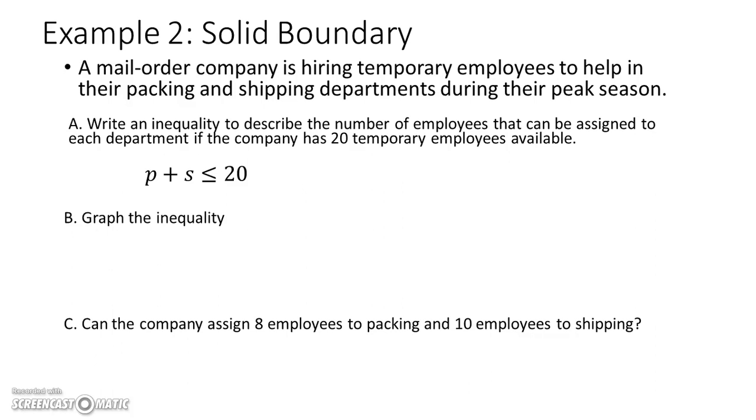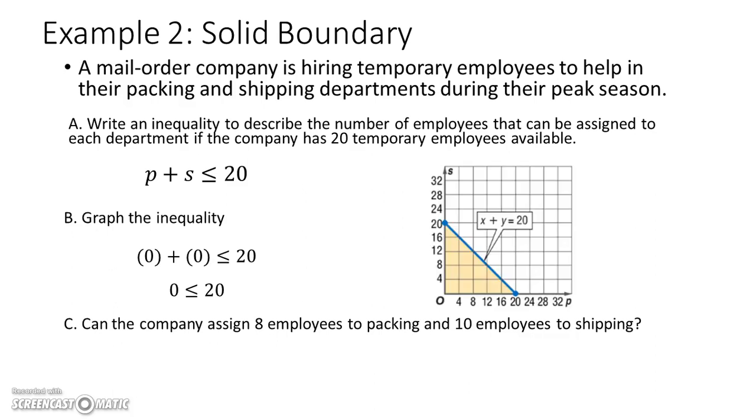Since the inequality symbol is less than or equal to, the graph of the related linear equation P plus S equals 20 is solid. This is the boundary for the inequality. We're going to test the point 0, 0. 0 plus 0 is less than or equal to 20. This is true, so the origin is included. We're going to shade the region that contains the origin. Since the variables cannot be negative, shade only the part in the first quadrant.